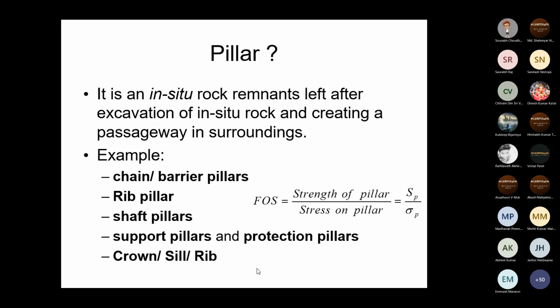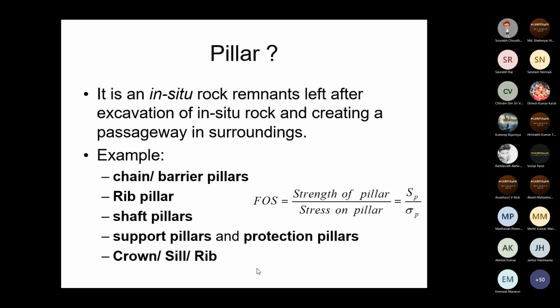One is the strength of the pillars, and another is the stress of the pillar. So we are going to discuss what the parameters are on which the strength of the pillar is dependent, or the stress on the pillar is dependent, so that you can control this factor of safety by either increasing the strength or by decreasing the stresses. If you can increase the strength, then your FOS will increase. Or if you can decrease the stresses on the pillar, then also your factor of safety will increase.